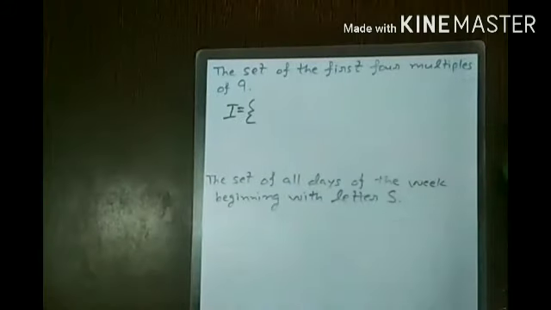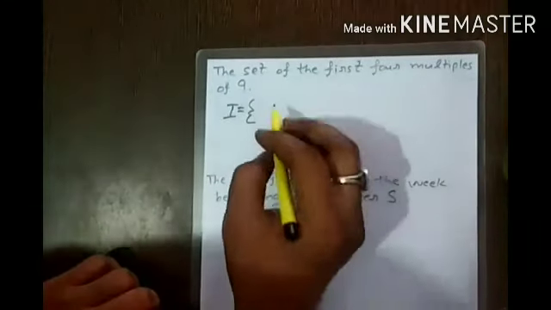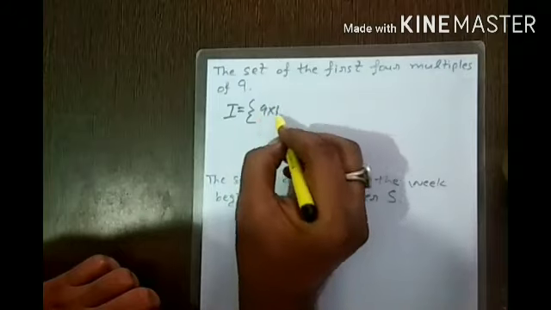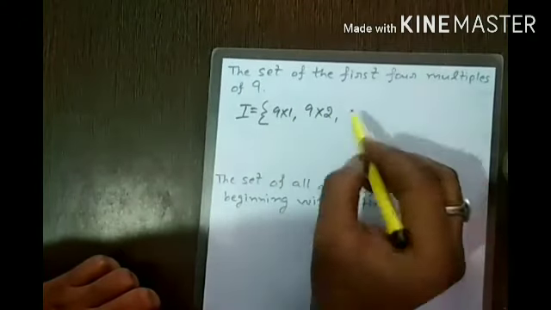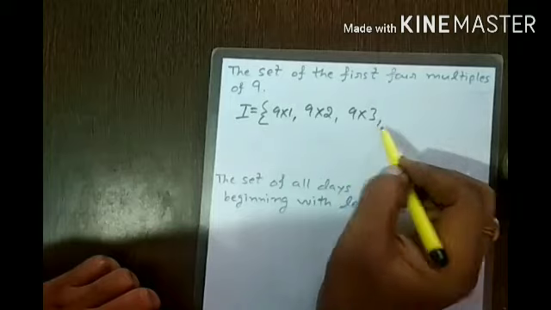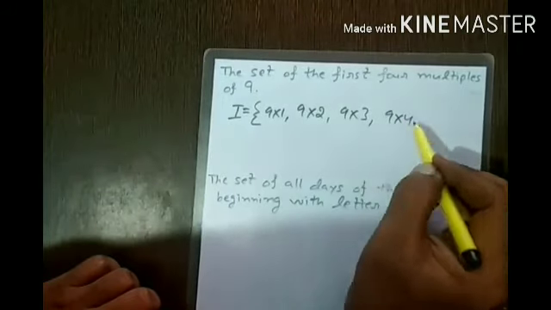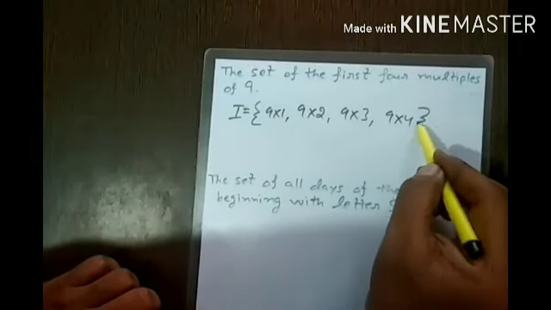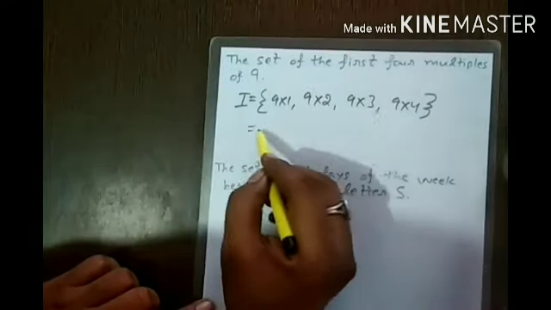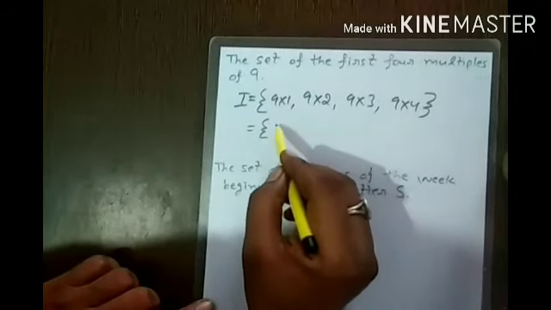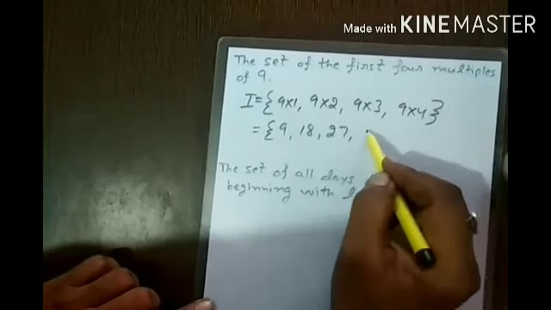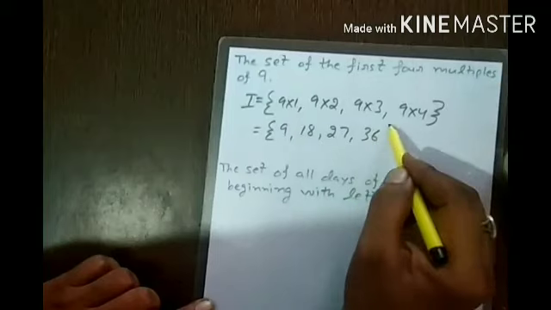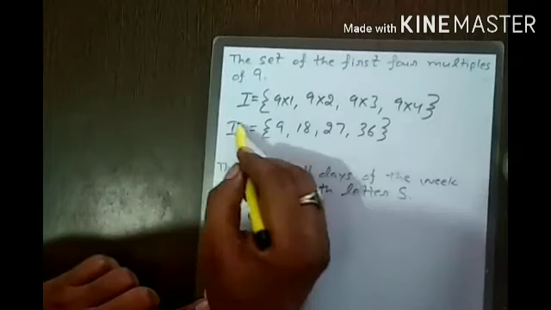Now the question is the set of the first four multiples of 9. It means 9 multiply 1, 9 multiply 2, 9 multiply 3, 9 multiply 4. Now the answer is 9, 18, 27 and 36. So this is my answer.